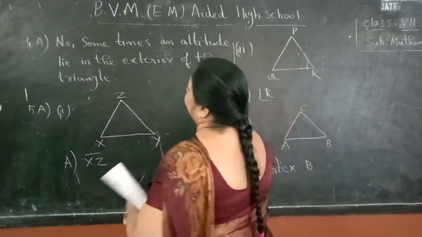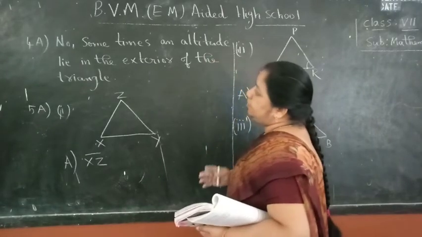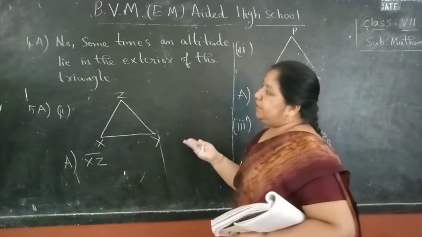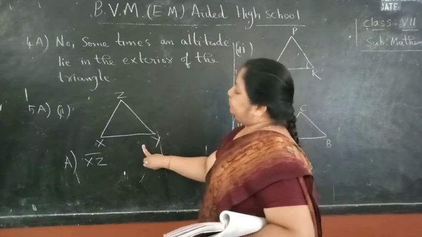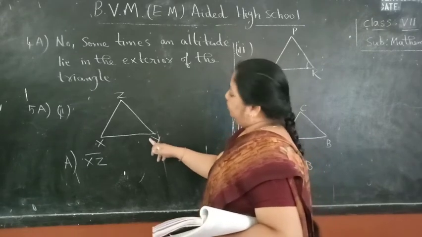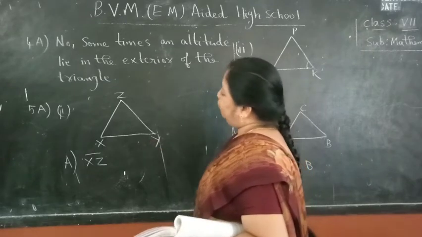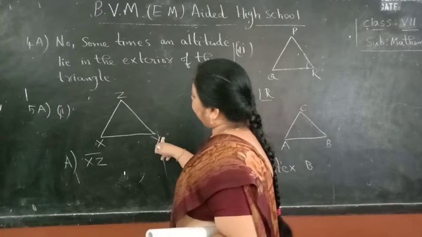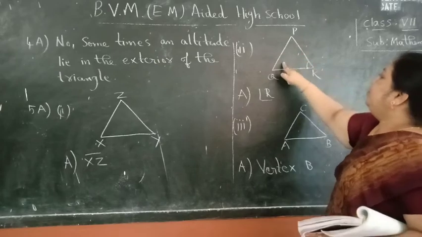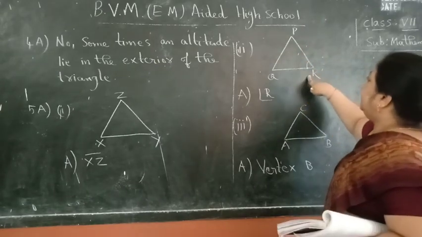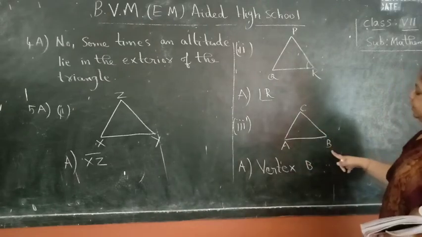Vertex B. Fourth question: does an altitude always lie in the interior of the triangle? No, sometimes it lies exterior. From the opposite vertex to the opposite side, here vertex Y, extend the opposite side of Y. Next, side PQ opposite angle, or side AC opposite vertex B.